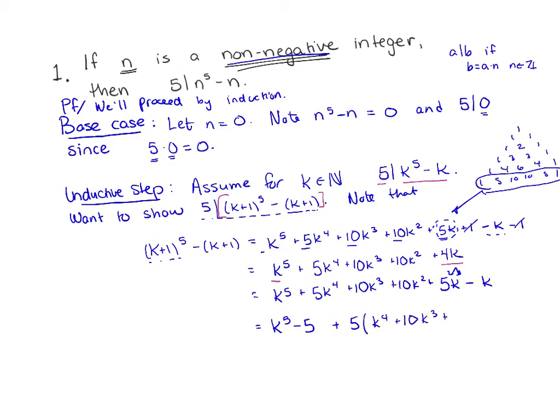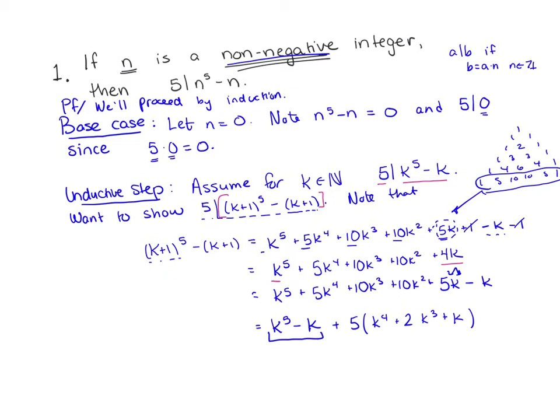Oops, I got to factor the 5 out. So we'll put the 2 out for there we go, plus k. I don't know why I wrote a 5 here. I meant to write a k. All right, so now I know that 5 divides this.